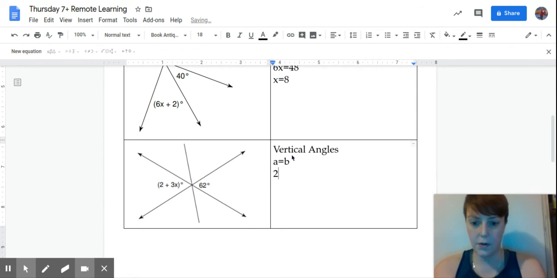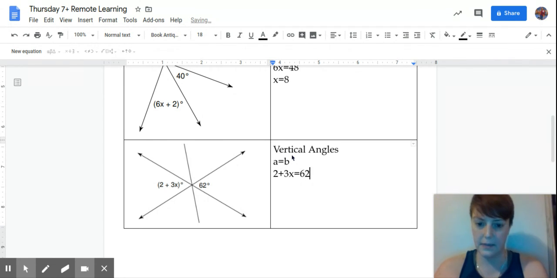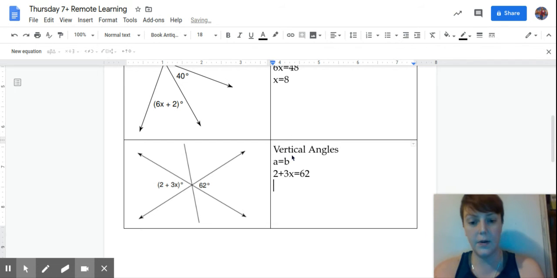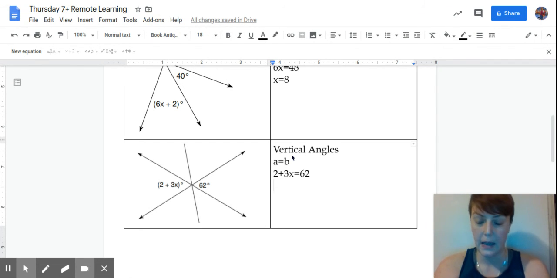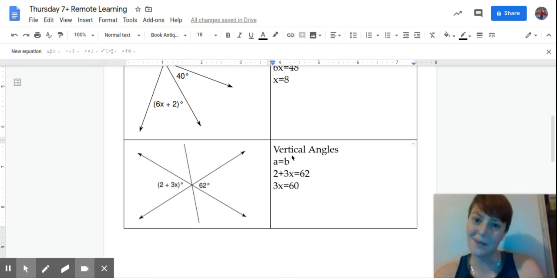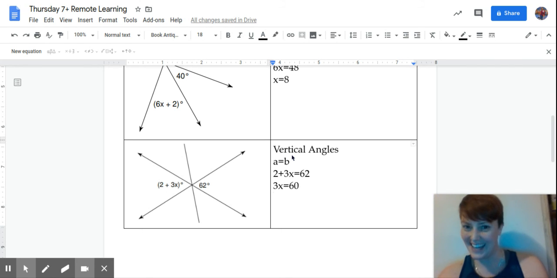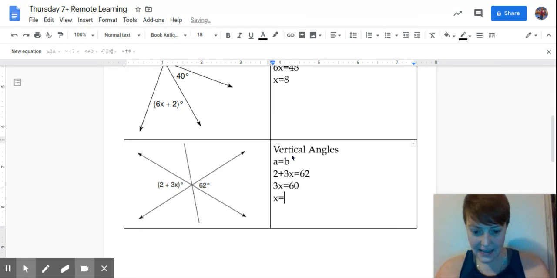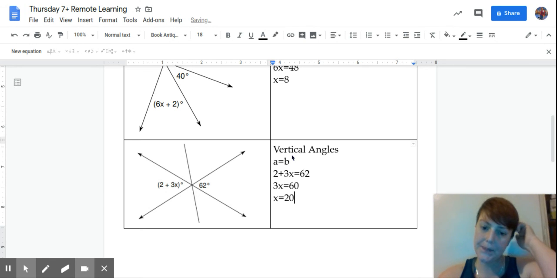So 2 plus 3x equals 62. And then I'm going to subtract 2 from both sides because that's the constant, that's a single number. And so we are going to get 3x equals 60. And then we divide by the number touching x. And that's going to be x equals 20.